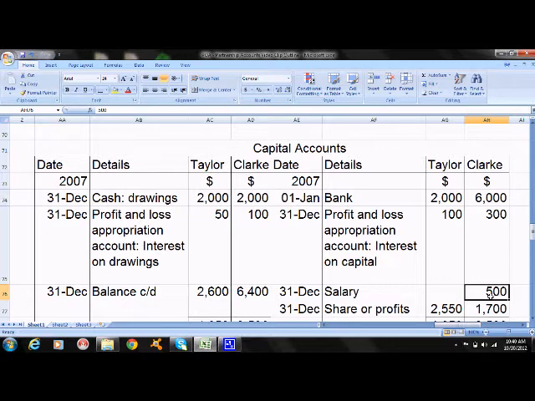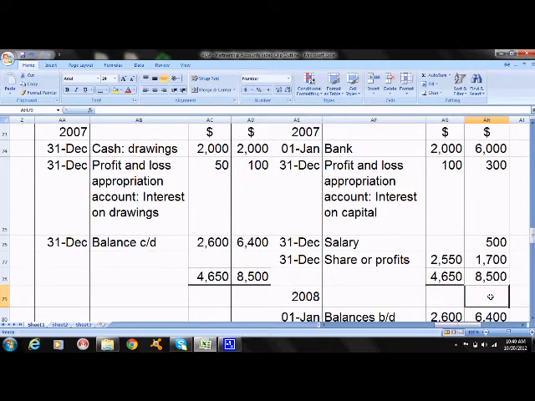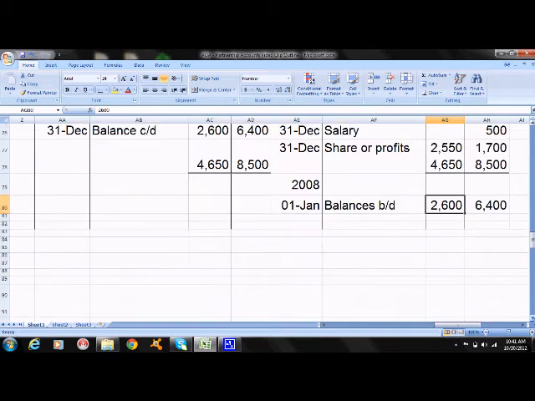Next and last but not least, we credit the capital account with the share of profits, $2,550 for Taylor and $1,700 for Clark. Then we add up everything and then we subtract the smaller from the bigger, and then we get these balances. So those are the balances, my friends, that we come up to.